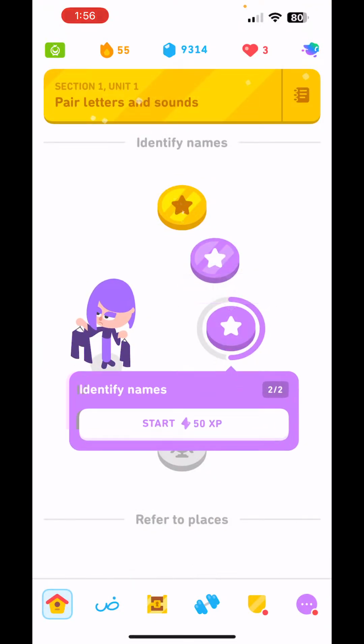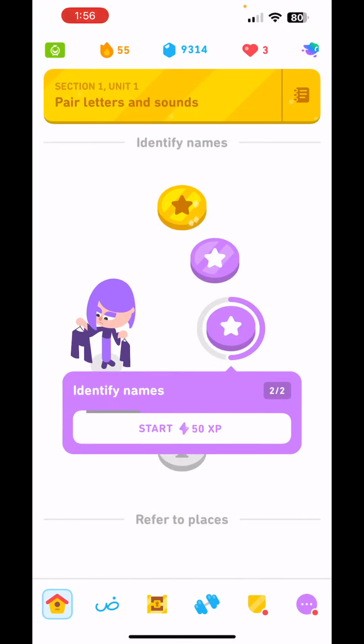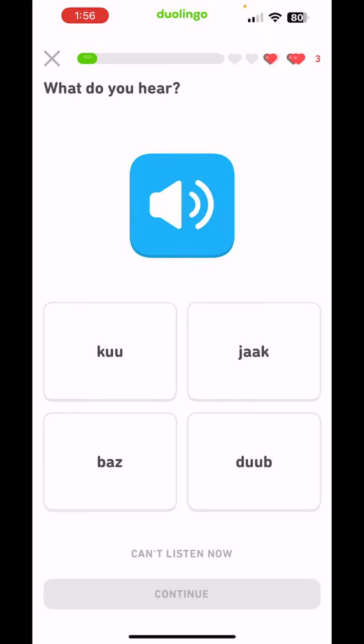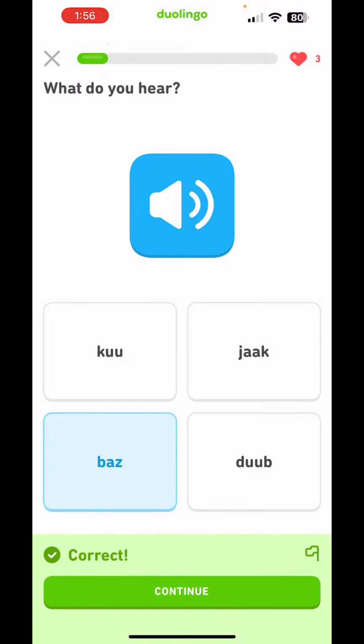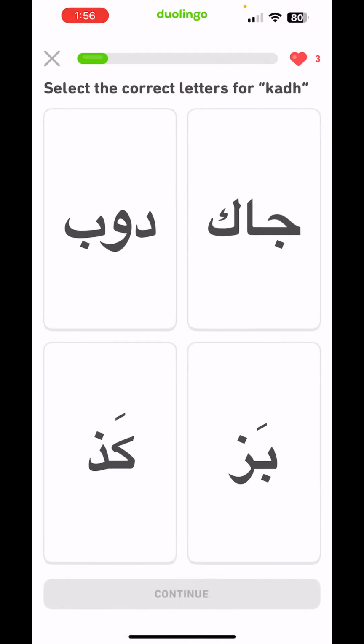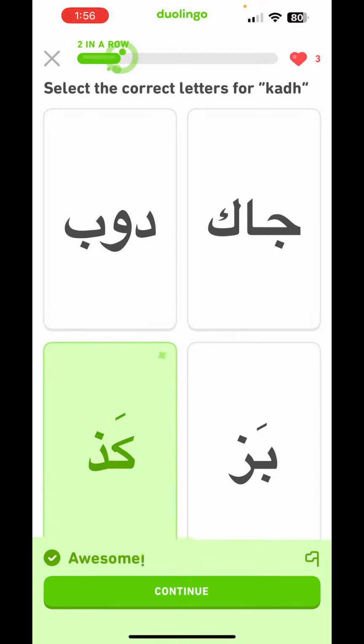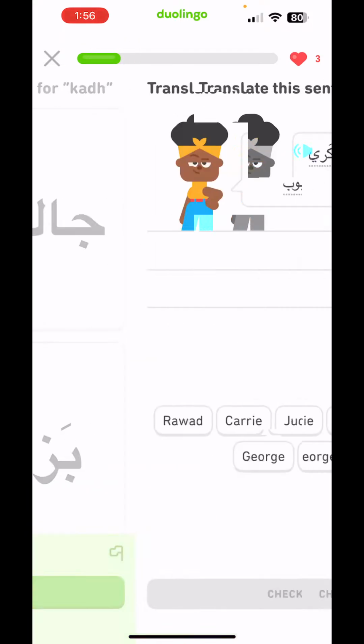Alright, so we have to do two of two, identify names. Bez. Cat. Let's see. So I see an A in this one and this one, and then the TH sound. I don't remember what symbol that is. Oh, okay, there you go.